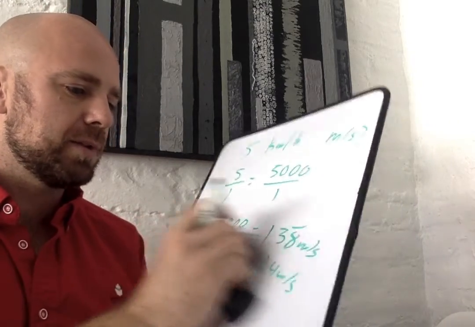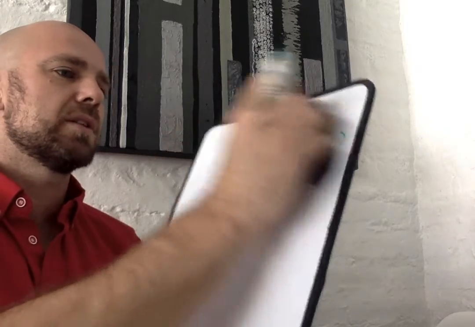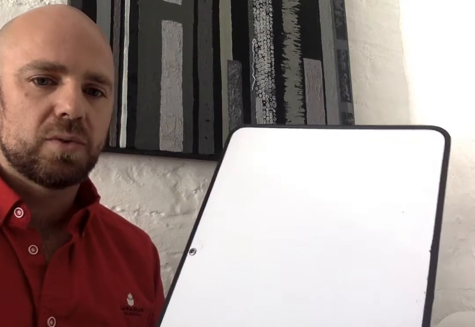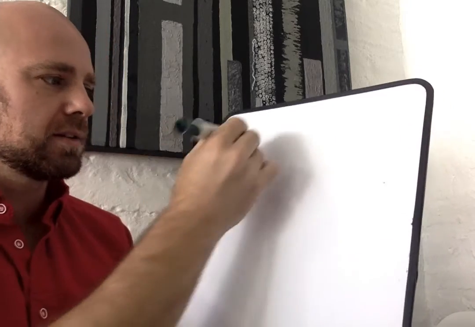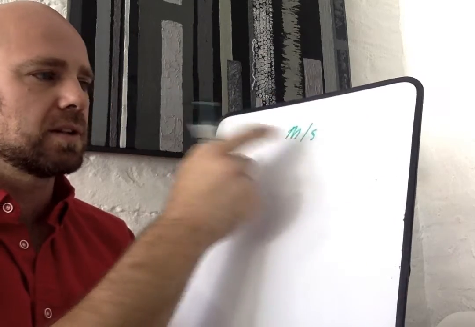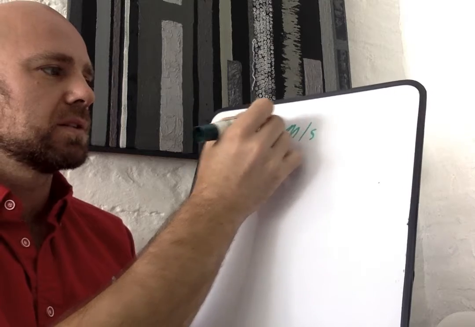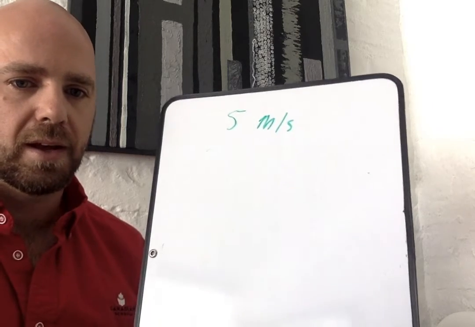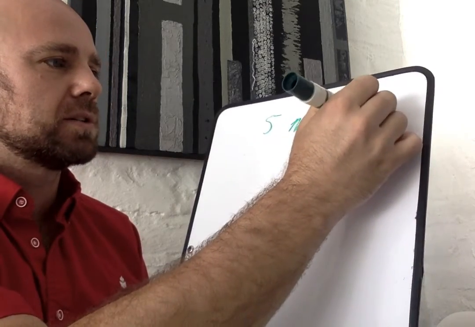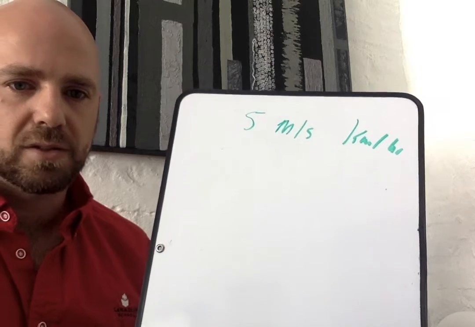Okay, here's another example that we can go over. But this time we're going to go in the opposite direction. So we're going to start with meters per second. Let's say a squirrel, in 1 second, a squirrel can run about 5 meters, which is pretty quick. So what's the speed in kilometers per hour? Basically, how fast is a squirrel?